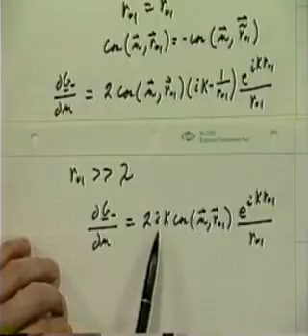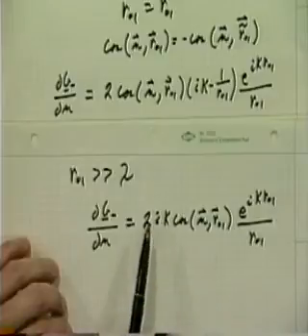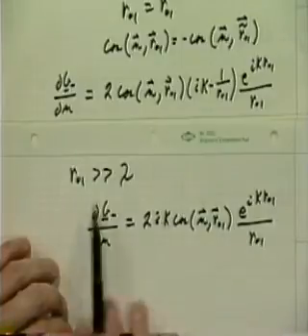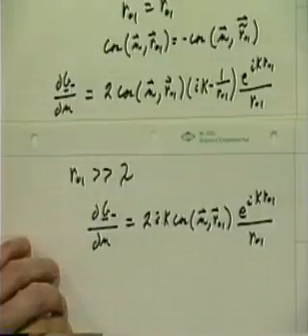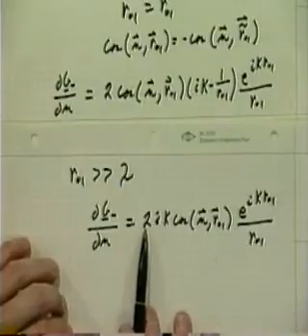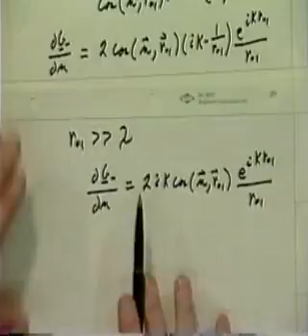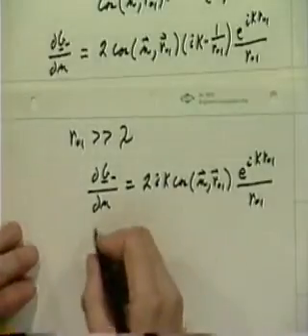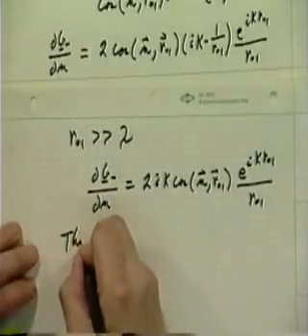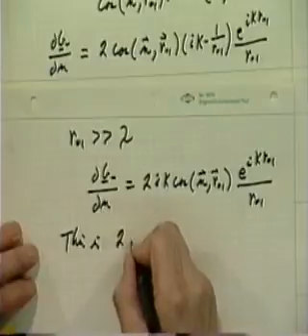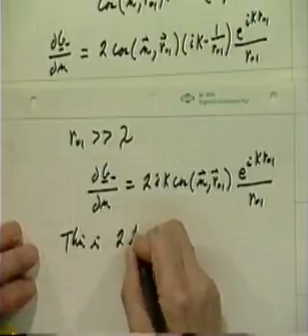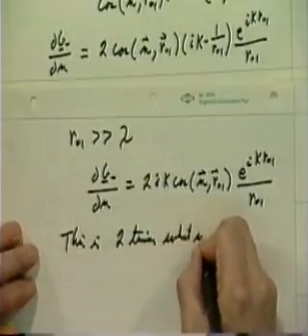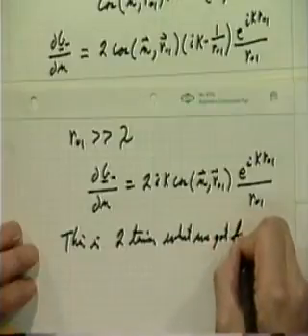And if we go back to what we have, how does this compare with what we got for Kirchhoff? It's twice. This is twice what we got for the Kirchhoff analysis. So this is 2 times what we got for Kirchhoff.